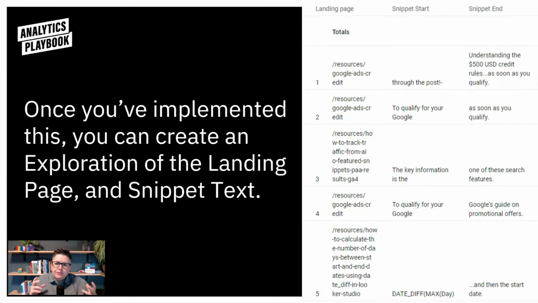And then what you create from this is an event. I call mine snippet text, for example. You can call it whatever you want. That records whenever someone lands on your site from those AI overviews, People Also Ask, or a featured snippet. And then this is an exploration that you can create in GA4. It's just a simple free-form exploration. And the only things I'm looking at here are the landing page, the start of my snippet text, and the end of my snippet text.